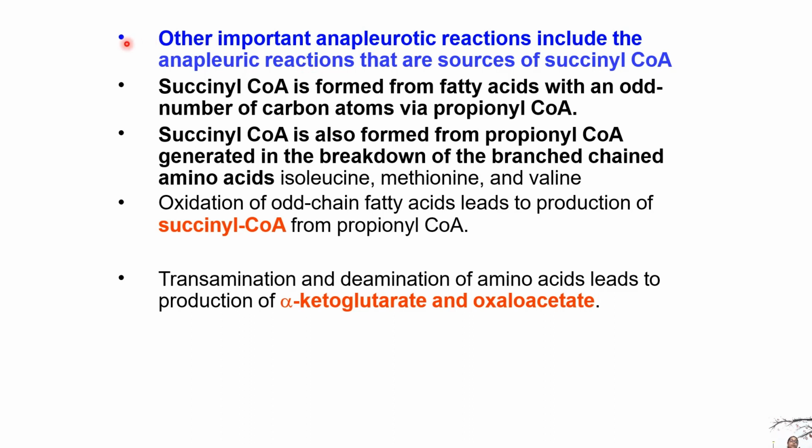So, succinyl-CoA is formed from fatty acids with an odd number of carbon atoms via propionyl-CoA. Succinyl-CoA is also formed from propionyl-CoA generated in the breakdown of the branched chain amino acids isoleucine, methionine, and valine. So oxidation of odd chain fatty acids leads to the production of succinyl-CoA from propionyl-CoA. And transamination and deamination of amino acids leads to the production of alpha-ketoglutarate and oxaloacetate.